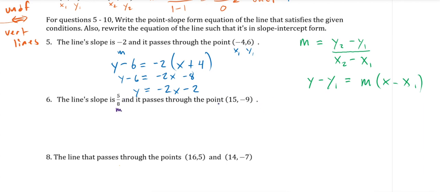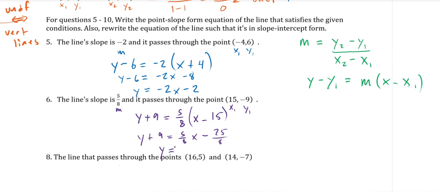If I have a slope of 5/8, an x1 of 15, and a y1 of -9, then my point-slope form would look like y plus 9 is equal to 5/8 times x minus 15. This is going to give me y plus 9 is equal to 5/8 x minus 75/8 when I distribute, and subtracting 9 in terms of eighths is going to be the same thing as if I had subtracted 72 from this, which will give me 147 over 8.